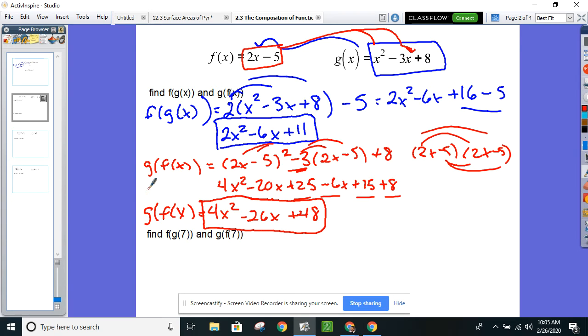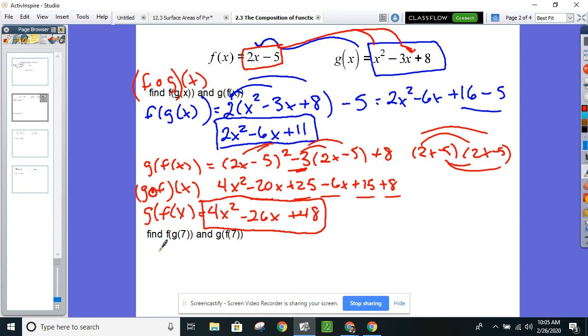So this written as a composite function will look like this: g circle f of x. It's an open circle, not a closed circle. And this one would be f circle g of x. That's the difference. Now, this next part is saying, hey, find f of g of 7 and g of f of 7.